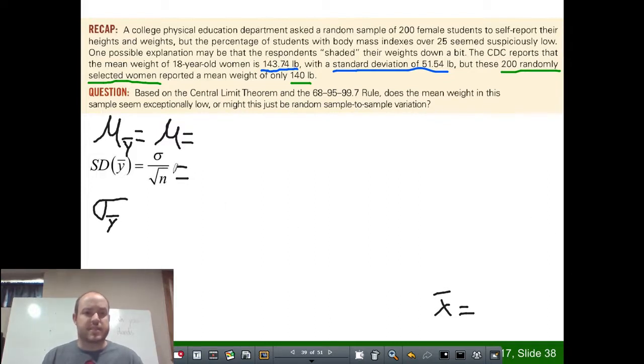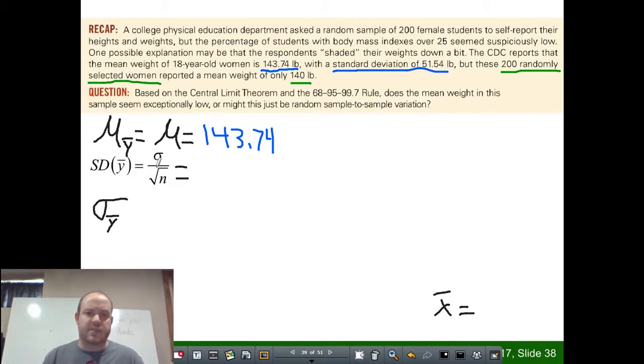Because once we get to these two formulas down here, we want to make sure we are sticking with the mean of the population as the mean of our sampling distribution. We'll use the 140 later when we want to see if it's abnormal. So 143.74 is the mean of our population, all right?